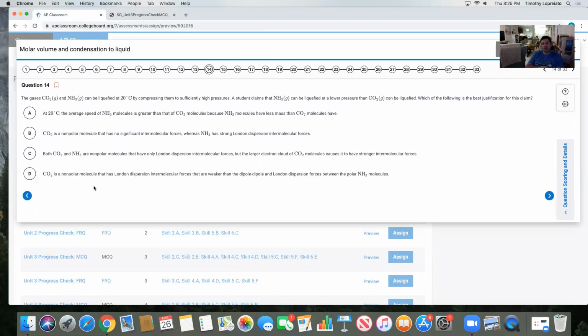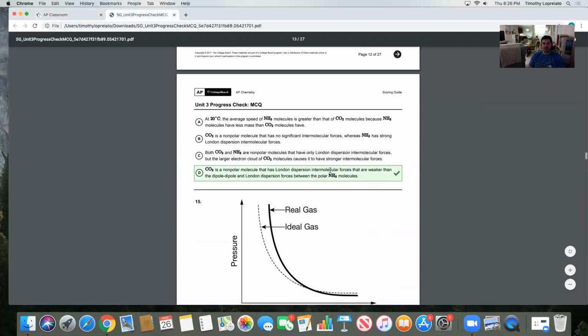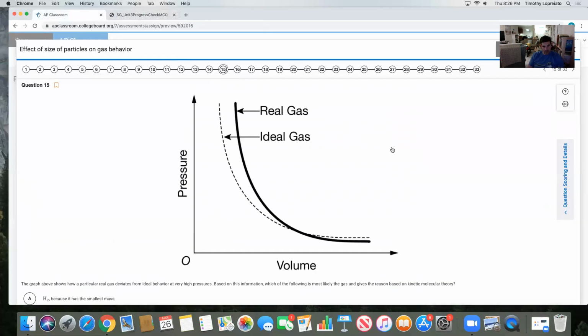CO2 is a non-polar molecule that has London dispersion intermolecular forces that are weaker than the dipole-dipole and London dispersion forces between the polar NH3 molecules. I think I like choice D, because NH3 is a polar molecule, CO2 isn't. So since it's polar, it has stronger attractive forces from two different sources. So let's see if D is the correct answer for question 14. Yes, it is. Woohoo! Question 15.